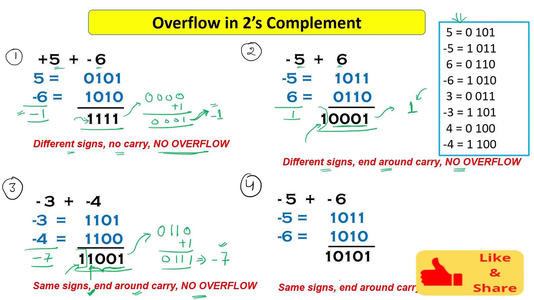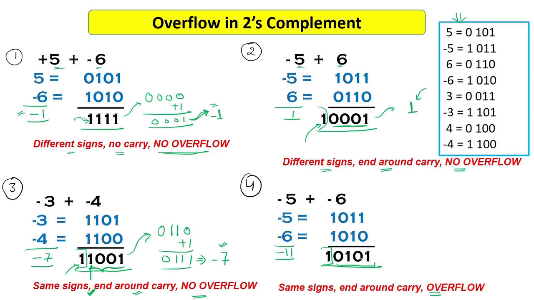But in the fourth example, we will get the overflow, because whenever we are adding -5 and -6, we should get -11. And here we got 1, 0, 1, 0, 1 as the result. This fifth bit is again discarded and this 0, 1, 0, 1 will be treated as the final answer by the computer. But as you can see, the last bit is 0. That means this 4-bit answer is a positive answer, which is actually positive 5 if you interpret it in decimal.